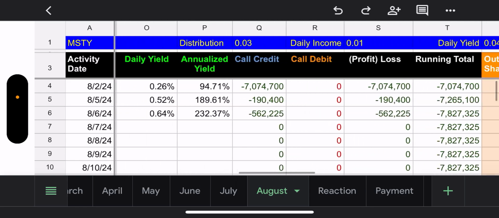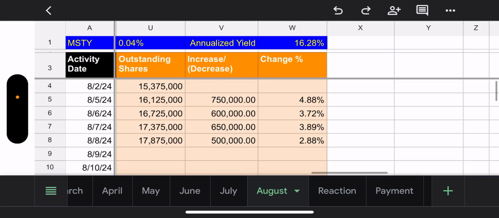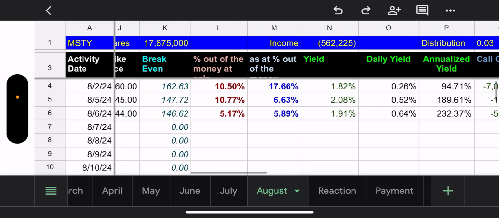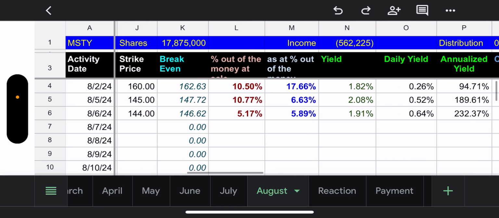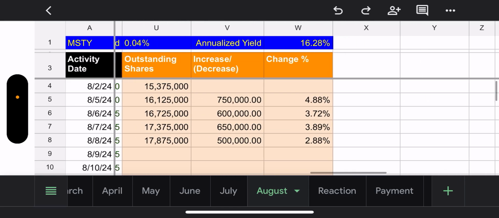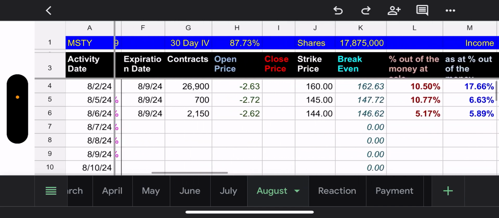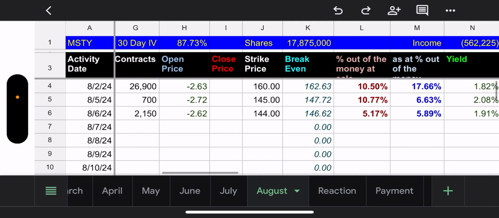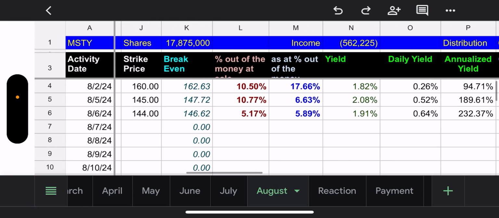Oh, by the way, these expire today, so obviously they look to be in good shape. We look like we're going to win when all is said and done. Well, we'll take a look at the pre-market, of course. Outstanding shares did go up by 500K, so people are still loving YieldMax. 30-day IV is 87%. All right, that's decent. Not 100, but it's decent.